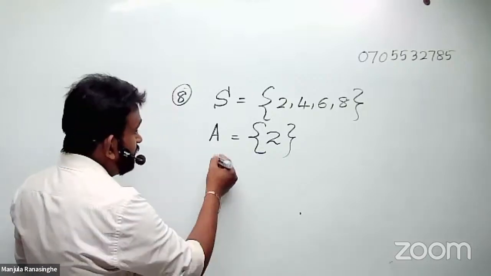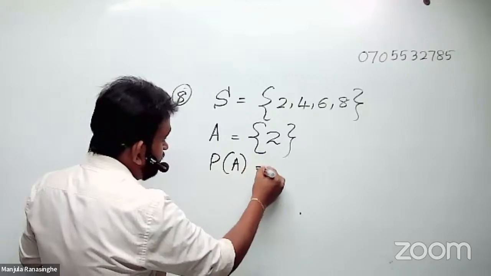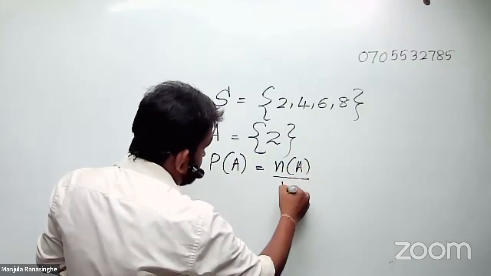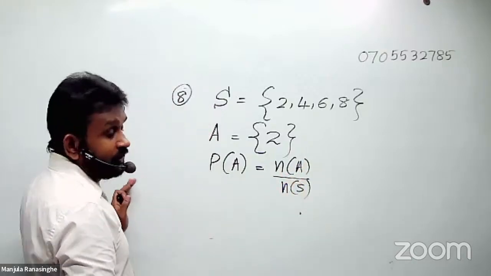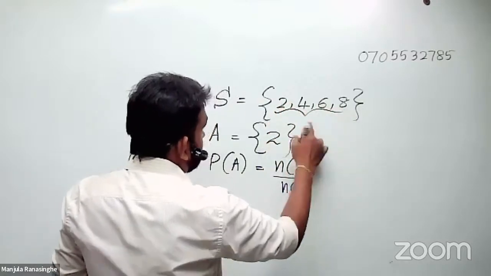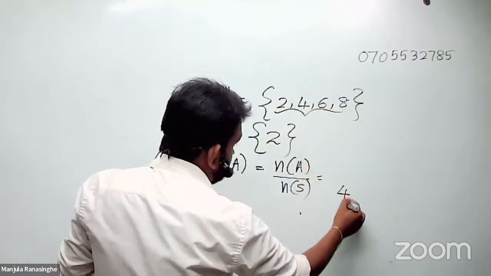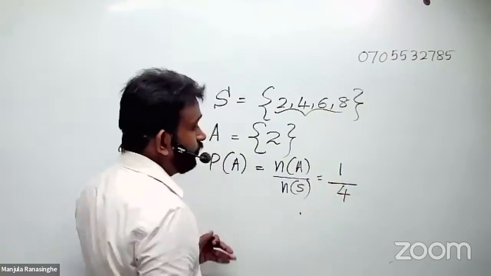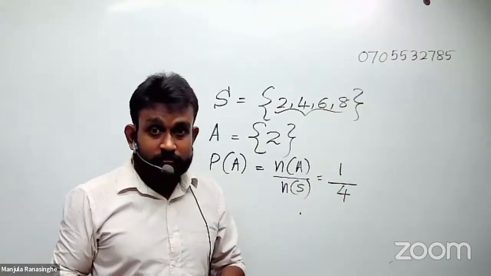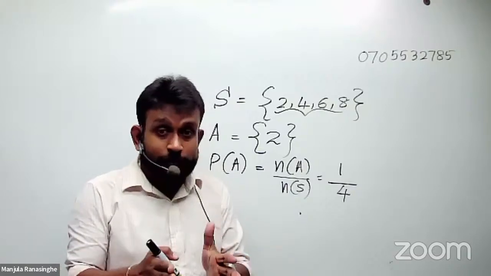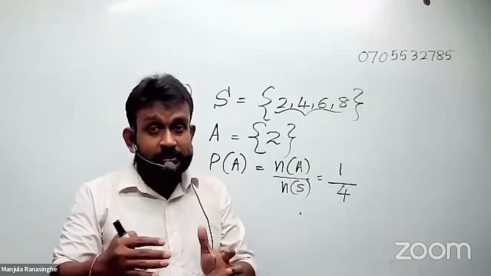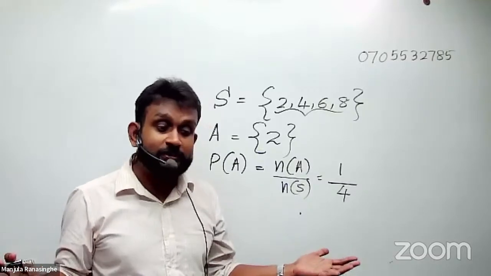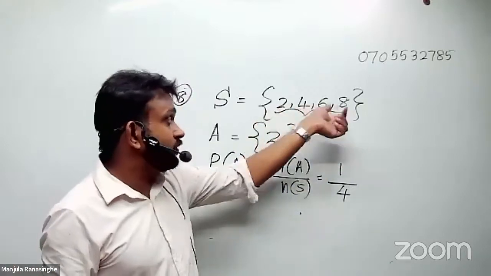Then they're asking for the probability of getting a prime number. As per the definition, probability of A equals the number of elements of A divided by the number of elements of the sample space. Here the number of elements in the sample space is 1, 2, 3, 4, and the number of elements of set A is only 1. So what is the probability? 1 upon 4. So the definition says that if we consider a particular event, it is the number of elements of that event divided by the number of elements of the sample space. Sample space means the total outcomes there.